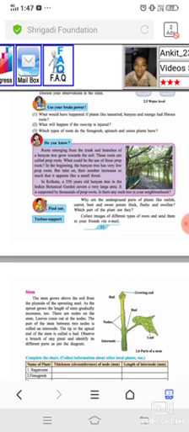Why are the underground parts of plants like radish, carrot, beet and sweet potato thick and fleshy? Which part of the plant are they? Collect images of different types of roots and send them to your friend by mail.